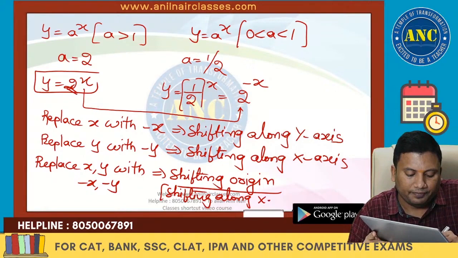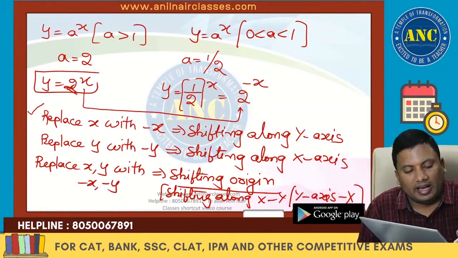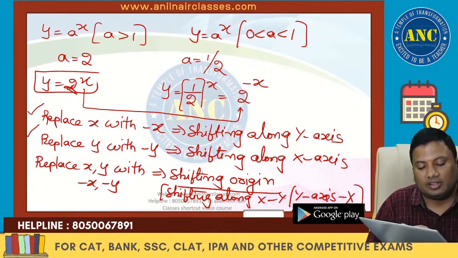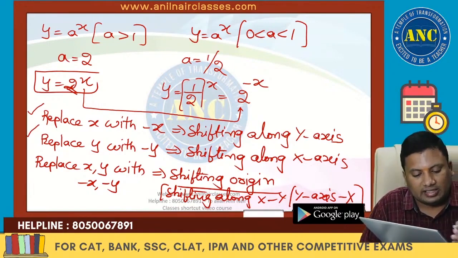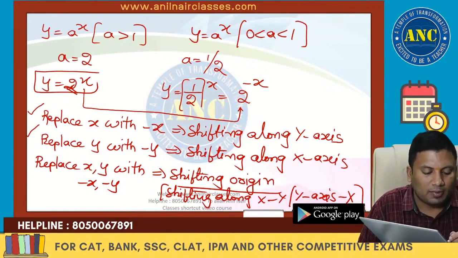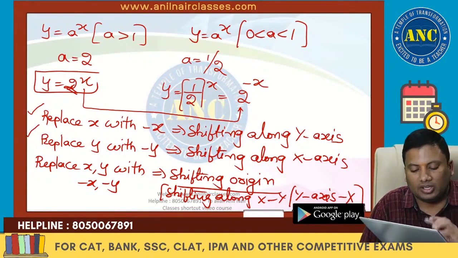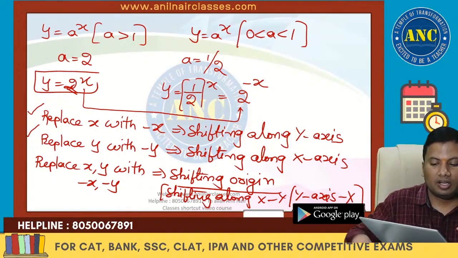I hope it is clear. Replace x with minus x, shift along the y-axis. Replace y with minus y, shift along the x-axis. Replace x comma y with minus x comma minus y, it is shifted along the origin.